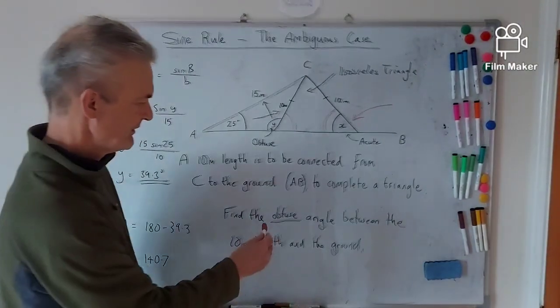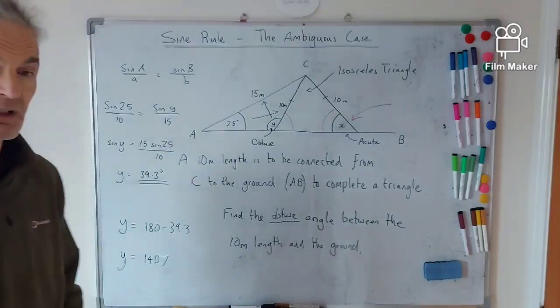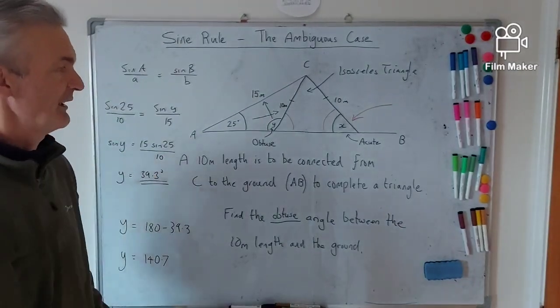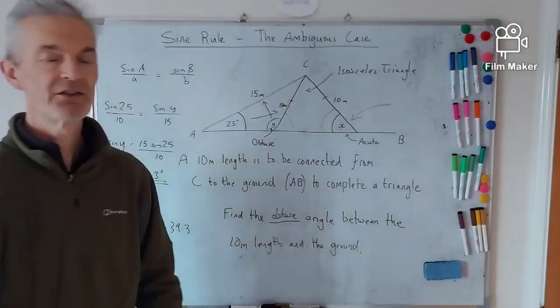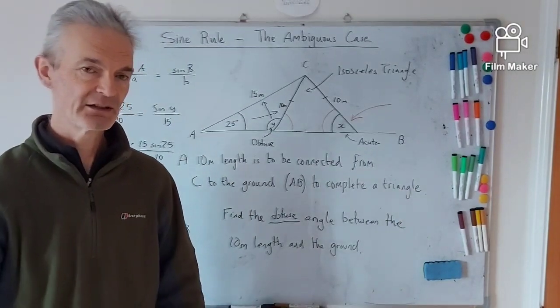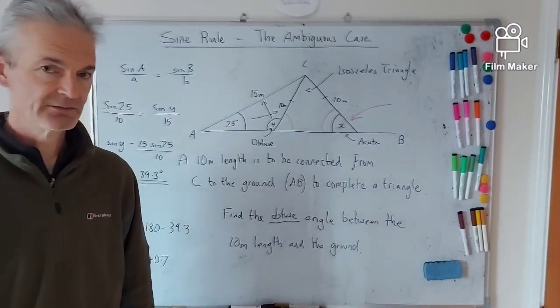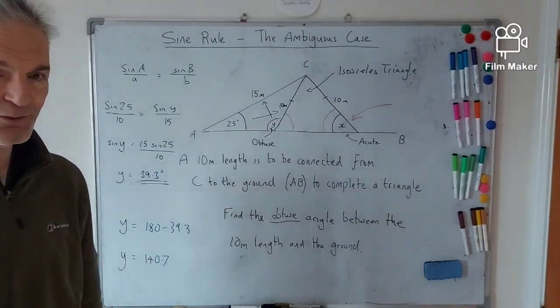They do tend to ask you for the obtuse angle, because using the sine rule is just going to give you the acute angle. So you've got to know how to go from the acute angle to the obtuse angle. That's the quickest way to do it.